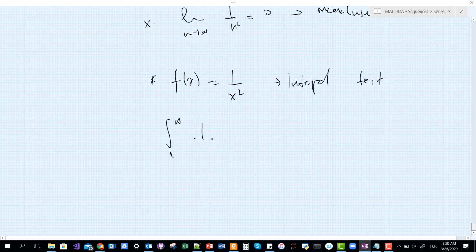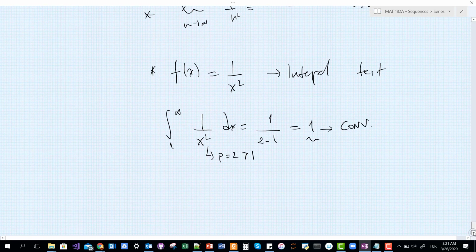So I need to take this integral, as you know. To take this integral, you can just go ahead and take the integral in the normal way. Or if you remember the p-test, what was the p-test? If p is bigger than 1, for the improper integral, you can just say this integral is equal to 1 over p minus 1, which is this one. So this integral is going to be equal to 1. What does that mean? Since I got a number here, this integral is going to be convergent.